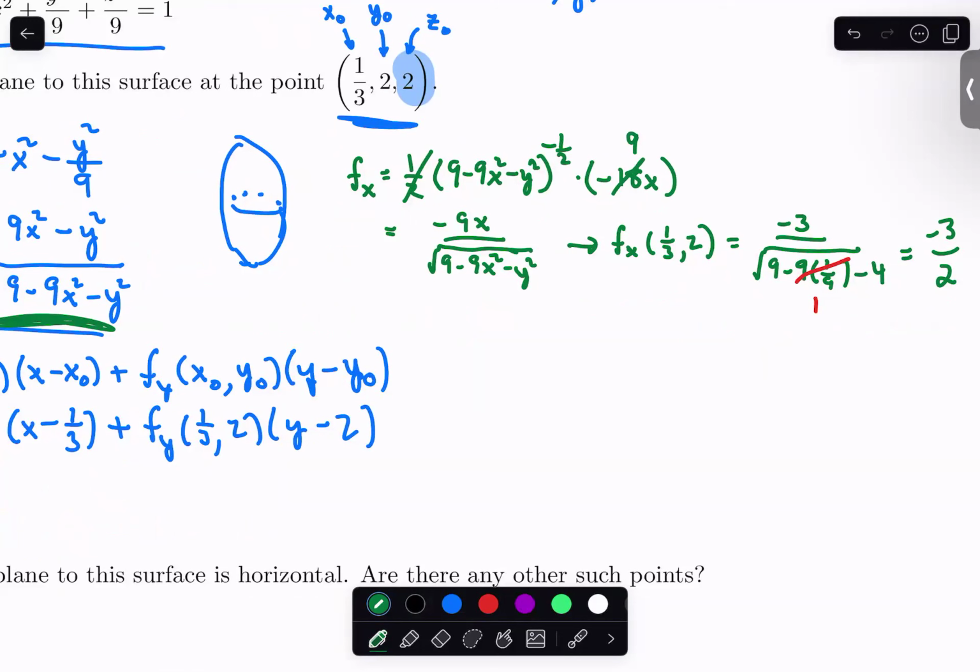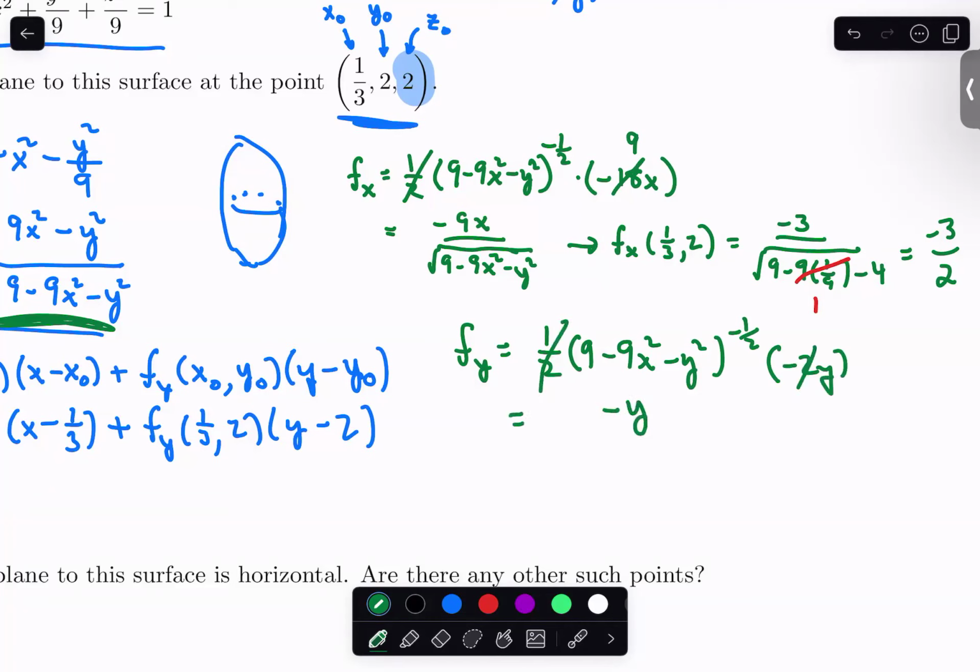Maybe I won't spend as much time on this one. The story is very, very similar here. We need to have the 1/2 come down, leave the inside alone, reduce our power by 1. And then when we multiply by the derivative of the inside, we're not going to get negative 18x in this case. What are we going to get when we take my derivative with respect to y? Negative 2y, right? Good. So again, there can be a little bit of cancellation. We're going to have negative y divided by this square root of stuff.